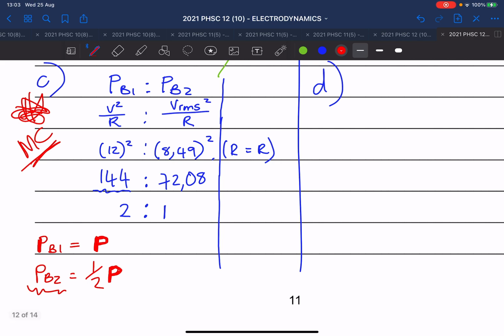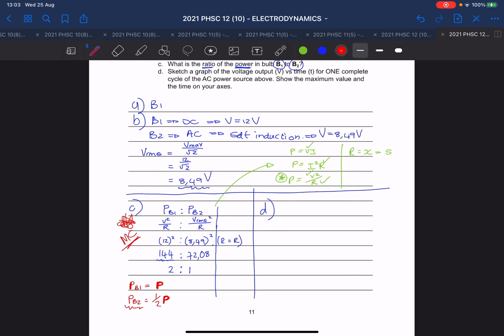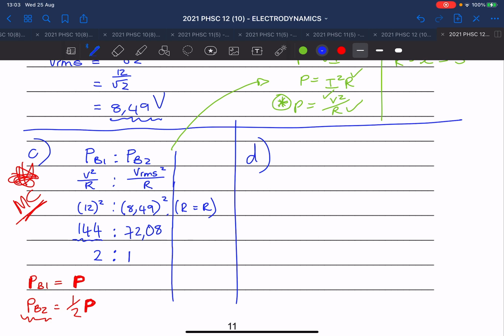Okay, right. Then they ask you question D. Sketch a graph of voltage versus time for one complete cycle of an AC power source. Show the maximum value and your time max. So we are going to draw a graph. They do ask you to draw a graph quite often in the end exam.